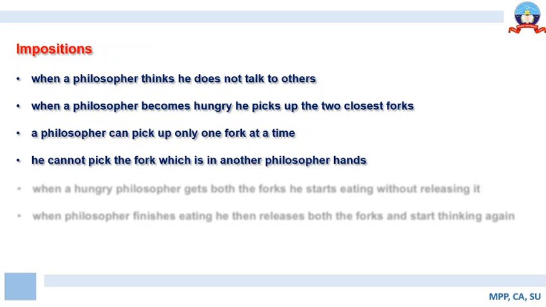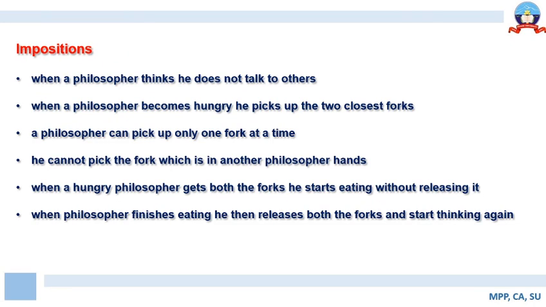So he cannot pick the fork or chopstick which is in another philosopher's hand. When a philosopher gets both the forks or chopsticks, he starts eating without releasing them. When a philosopher finishes eating, he then releases both the forks and starts thinking again. So these are some of the important impositions on the dining philosopher's problem.